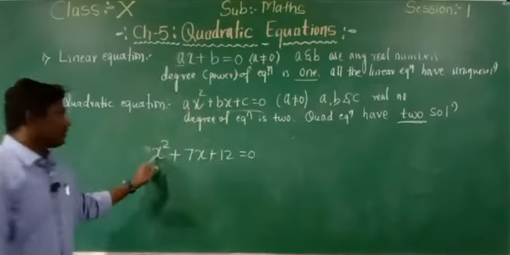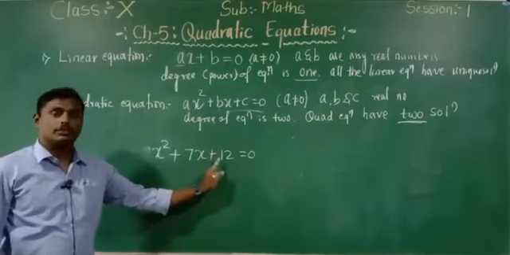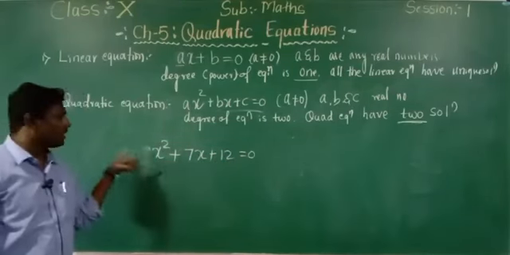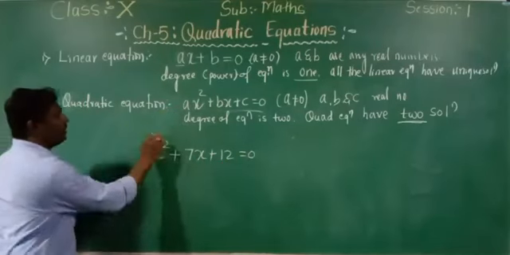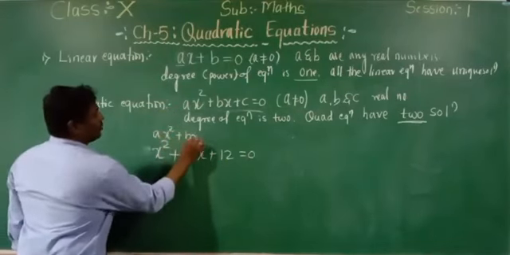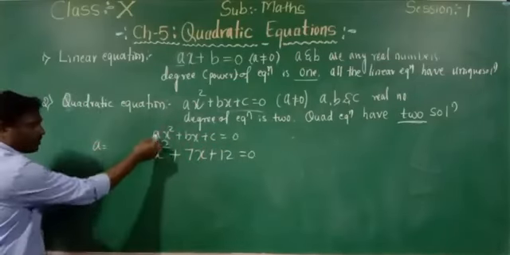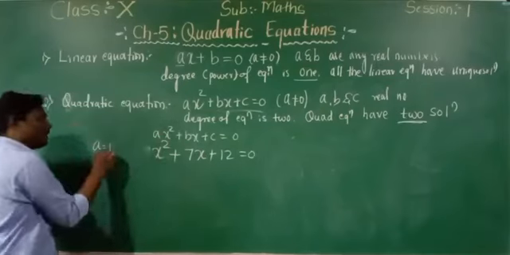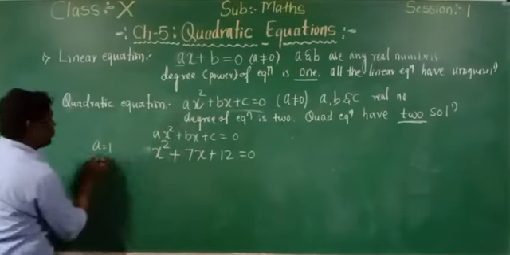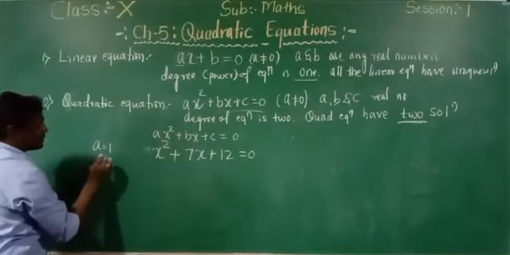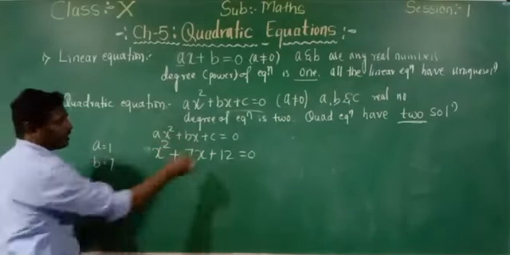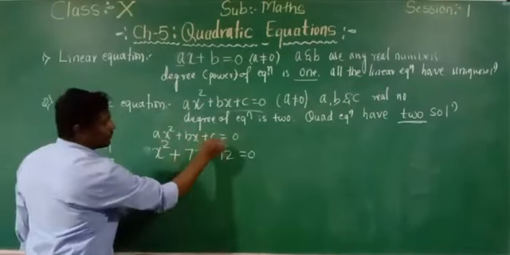Okay, x square plus 7x plus 12 is equal to 0. This is in the standard form of the quadratic equation, ax square plus bx plus c is equal to 0, where a is equal to, what is the coefficient of x square here? 1. The coefficient of x is b is equal to 7, and the constant term c is equal to 12. Okay, so these are the coefficients and constants of the quadratic equation.